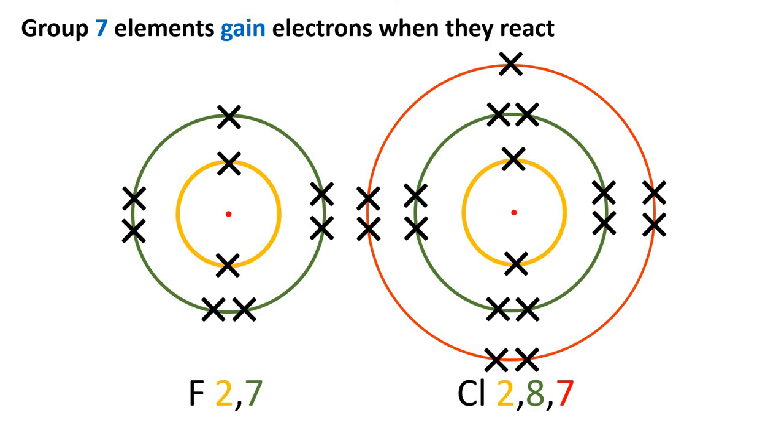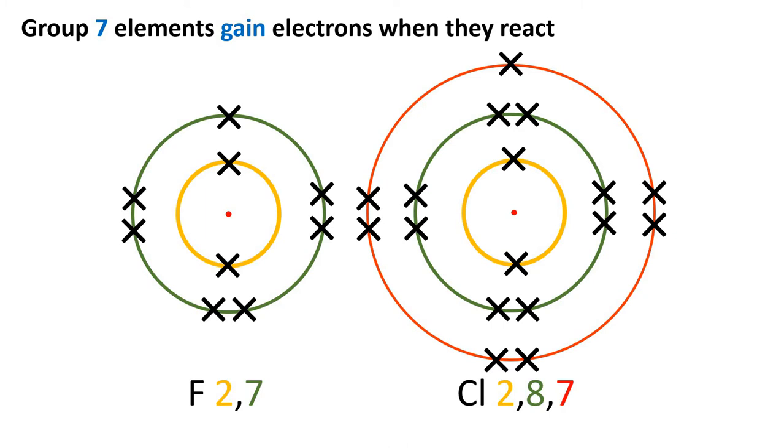Okay, looking at non-metals now. With group 7, they like to do the opposite of group 1. Instead of losing electrons, they like to gain electrons because they already have a nearly full outer shell, so it's easier to gain 1 electron in group 7 to get that full 8 rather than losing all 7.